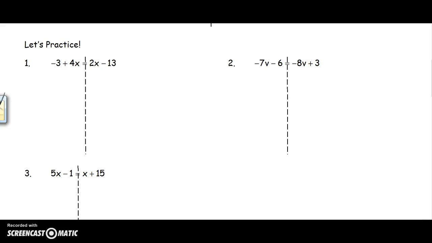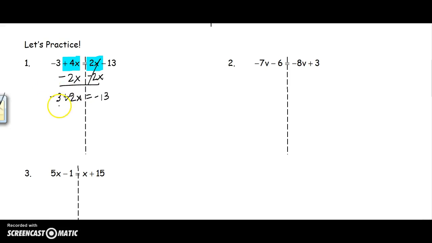So again, you choose the best variable to move. You have 4x and 2x, so which one is the smallest one of the two? And that would be 2x. It's positive, so you subtract 2x. So when you're moving a variable, you're going to move it by either addition or subtraction. You never multiply or divide it, always addition or subtraction. So you have -3 plus 2x equals -13.